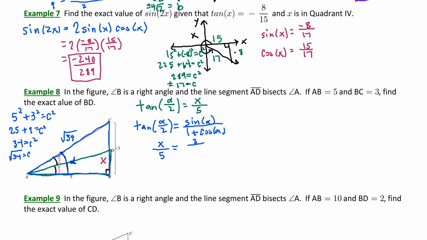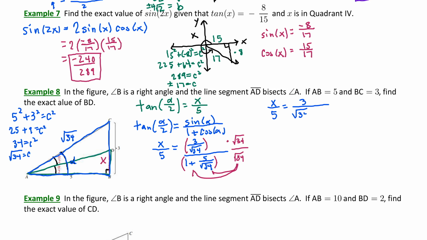So sine of alpha is opposite 3 over hypotenuse square root of 34. Then cosine is adjacent side, that's 5 over the square root of 34. Now before I go any further, I want to simplify this complex fraction by multiplying the top and the bottom by that denominator, square root of 34. So in the top, it's going to cancel the denominator, and in the bottom, we're going to be careful to distribute. Our equation becomes x over 5 equals 3 over square root of 34 plus 5.